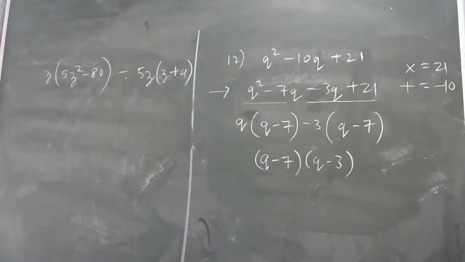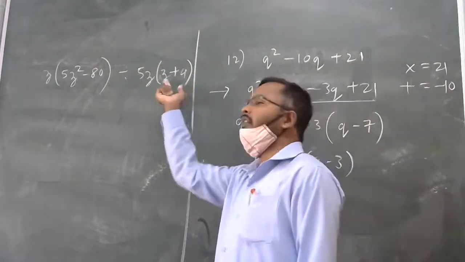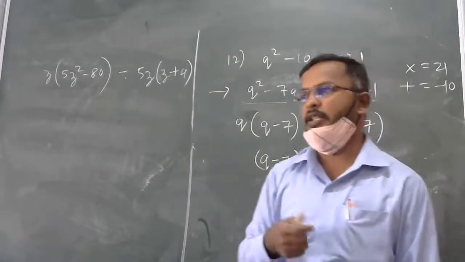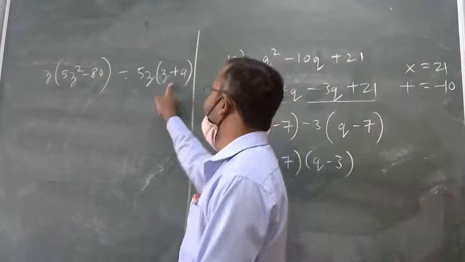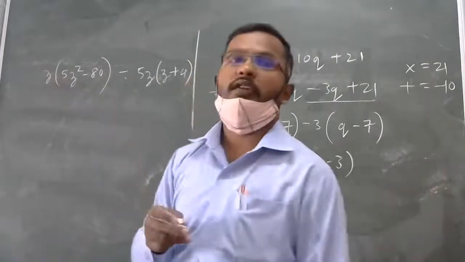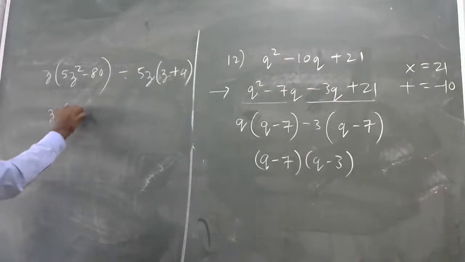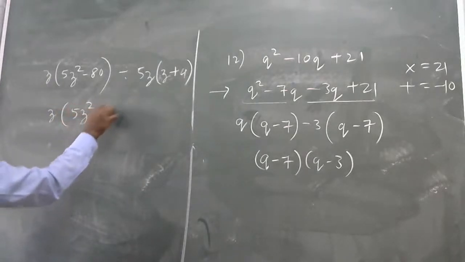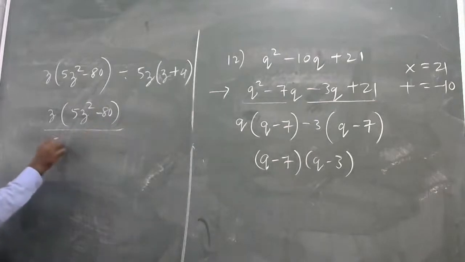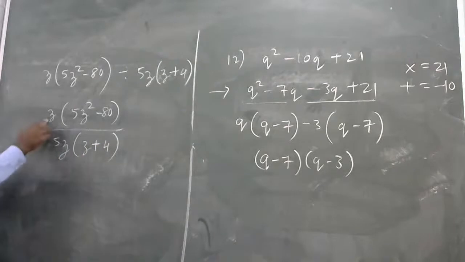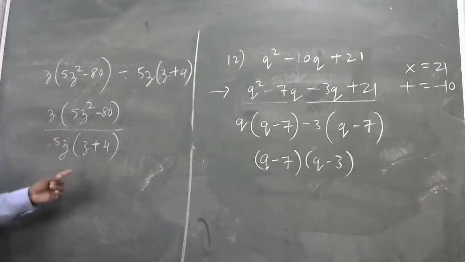See, in division we cannot cancel single terms. Wherever we are having a bracket, whatever term is in the bracket, we can cancel it only with that. We cannot cancel this z by that z. Single terms we cannot cancel. Okay. So z into 5z square minus 80 divided by 5z by z plus 4. This z and this z we can cancel because outside it is there, but this z and this z we cannot cancel it.